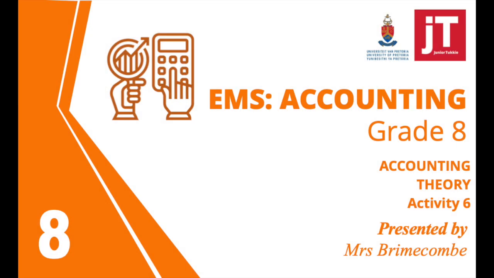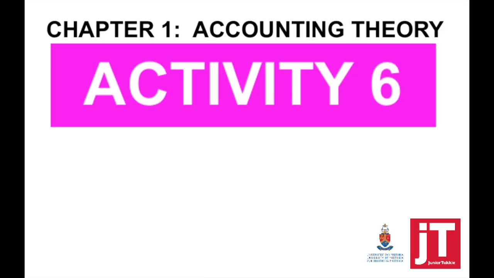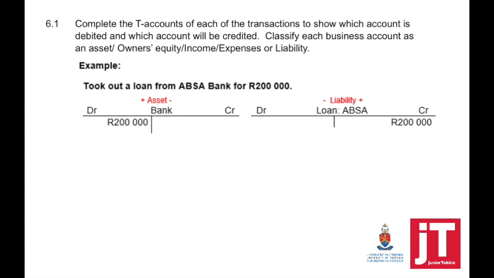Good day, Junior Tickies. We're going to look now at Activity 6. Complete the T accounts of each of the transactions to show which account is debited and which account will be credited. Classify each business account as an asset, owner's equity, income, expense, or liability.